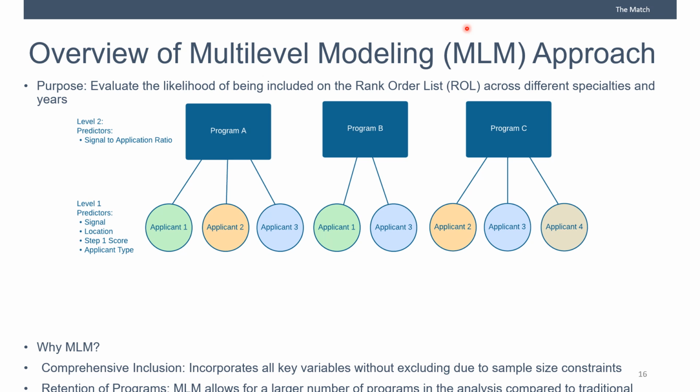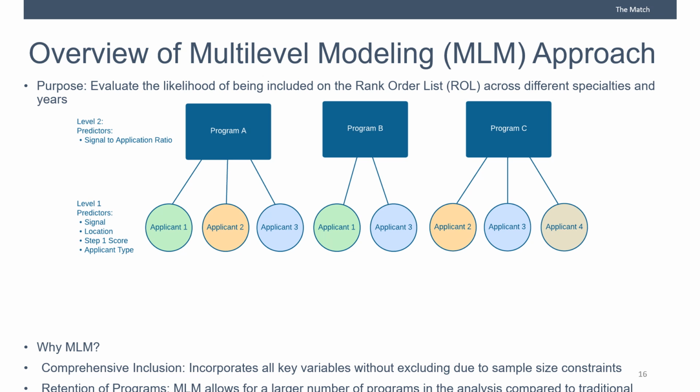Also, we were able to examine the between program effects, and this allows us to look at program level variables such as the signal to application ratio, which influences the likelihood of RAL inclusion. We can distinguish between the effects within programs, how variables affect RAL inclusion within a single program, and between programs, how program level characteristics influence differences across those programs. So overall, the MLM approach allows us to address the complexity of our data while retaining all these relevant variables and programs, and provides us a clearer understanding of the factors affecting RAL inclusion, ensuring that our findings are both comprehensive and actionable.